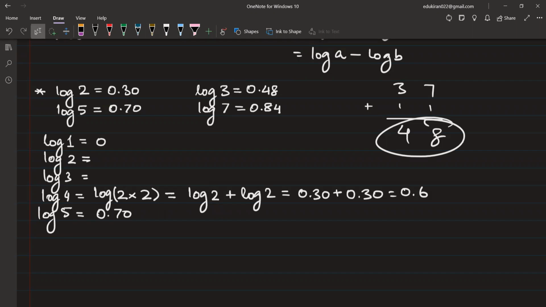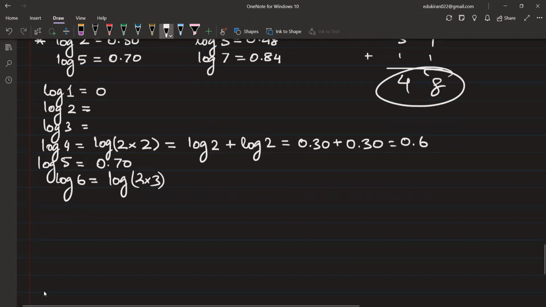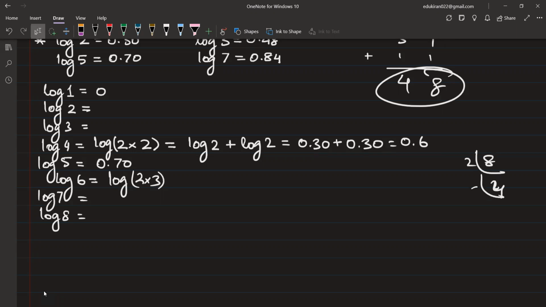Then you are going to write about log of 6. Now, 6 can be factorized. How will it be factorized? Log of 2 into 3. Then you will do the same thing, log 2 plus log 3, and then you will calculate the value of log 6. Then you will calculate the value of log 7. Then you will calculate the value of log 8. Okay, and you will factorize. Please prime factorize. Yahan pe side mein 2, then you will get 4, then again 2.